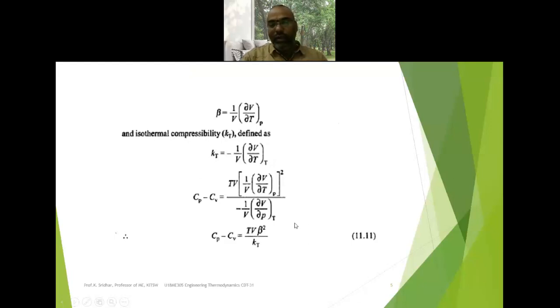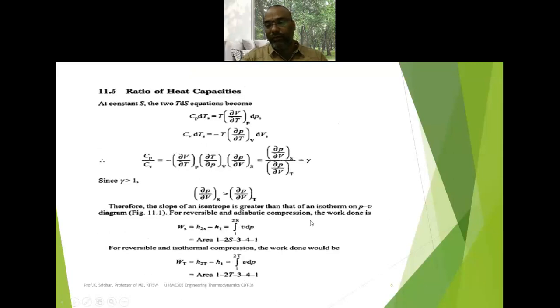So this is an important equation for the difference of heat capacities, so that we are able to analyze the several parameters from that equation. So coming to the next part of this topic, it is to find out the ratio of the heat capacities. That is, we have to derive the ratio of the heat capacities.